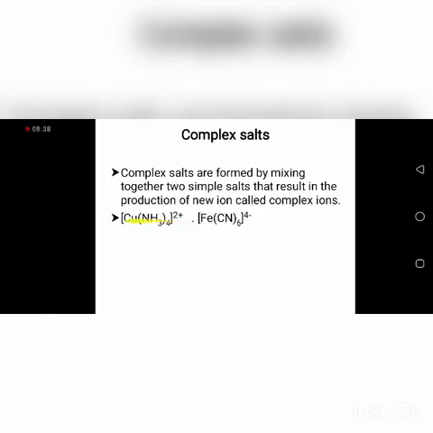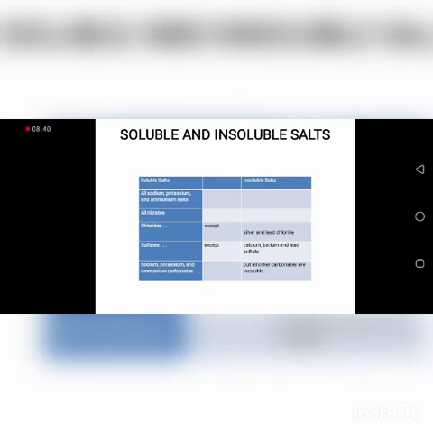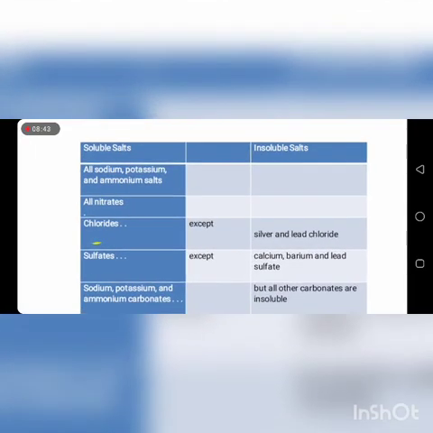So having understood that, now you have soluble and insoluble salts. Soluble salts are salts that dissolve in water, while insoluble salts are salts that cannot dissolve in water. You need to identify soluble and insoluble salts. All sodium, potassium, and ammonium salts are soluble salts. All nitrate salts are soluble salts. All chloride salts are soluble, except silver and lead chloride, which are the only ones that are insoluble. All others are soluble salts.